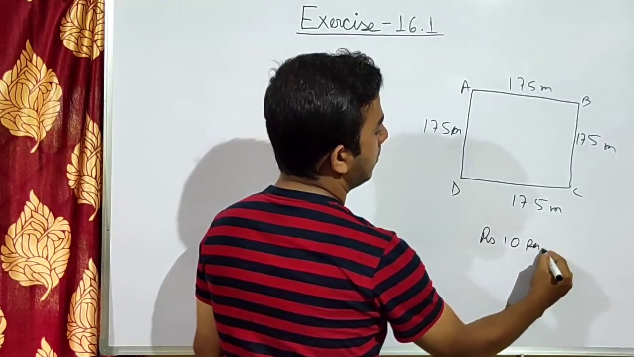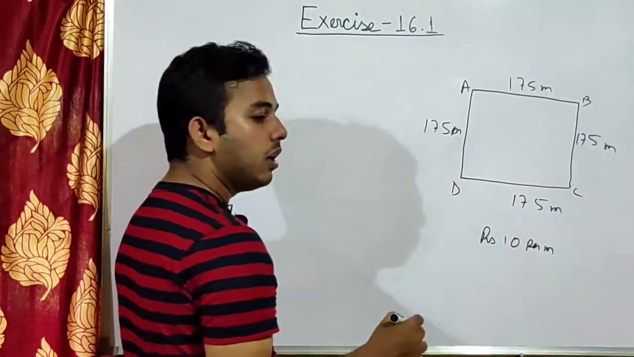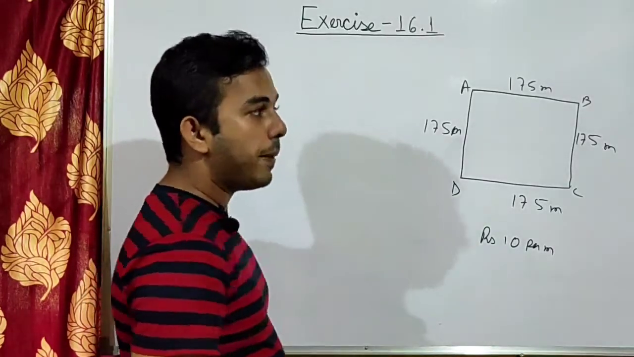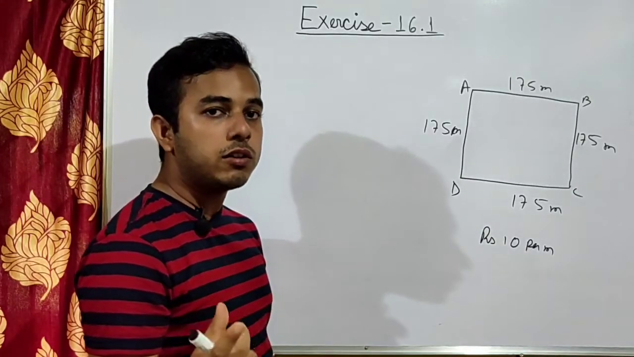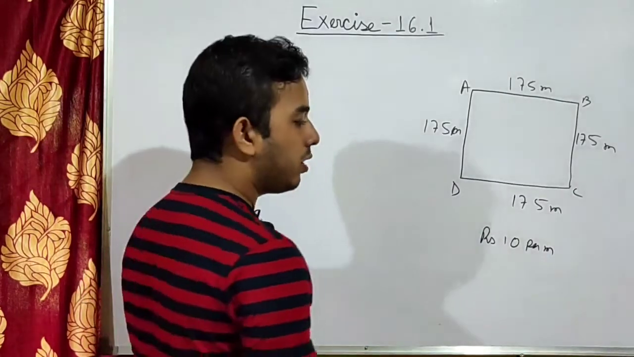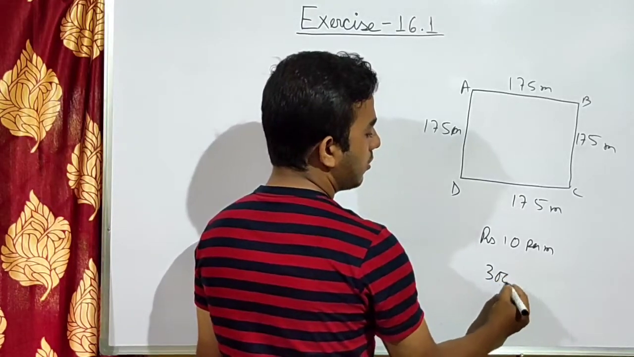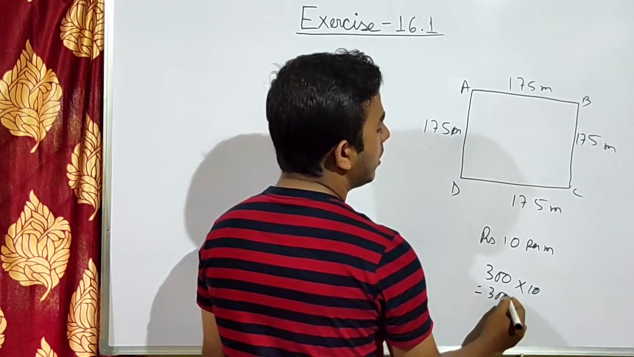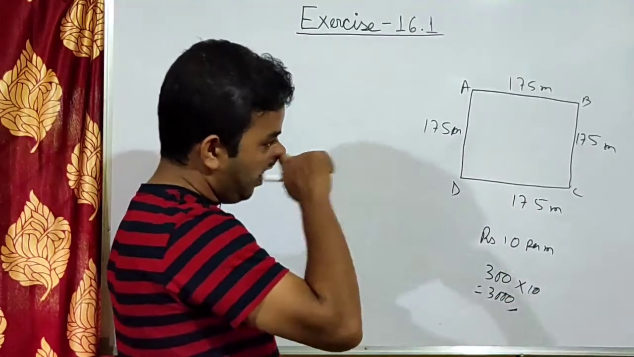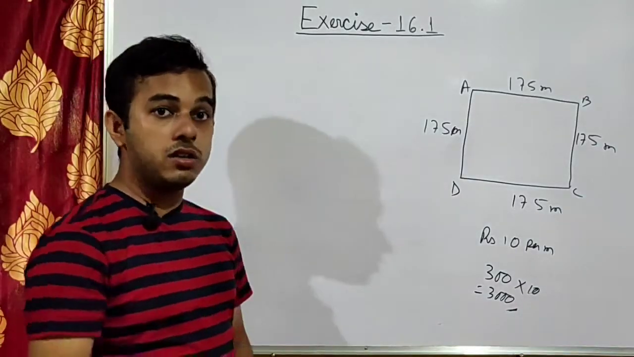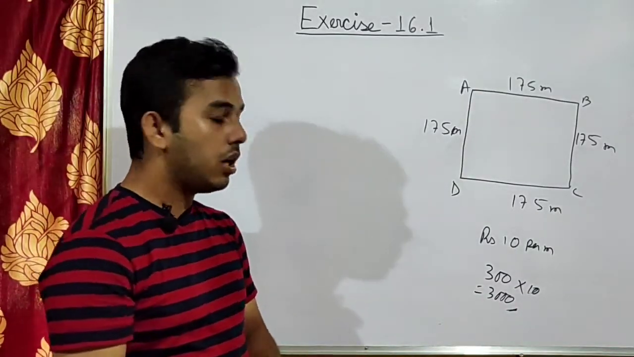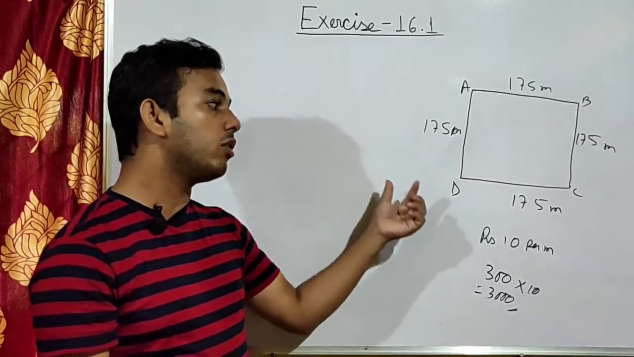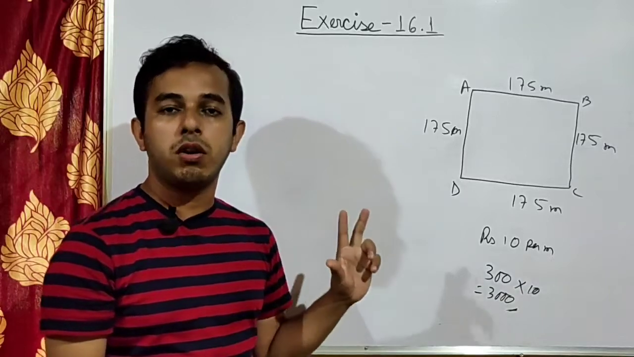Rupees 10 per meter. Clear? If he builds 1 meter, the mason will take how much? 10 rupees. Now our park, the total length of the boundary wall, for example, I say is 300 meters. So what will he do? He will multiply 300 with 10. It will be 3000. So he will tell the owner of the park, that is you, that you have to give me 3000 rupees, and I will build the boundary wall of your park.